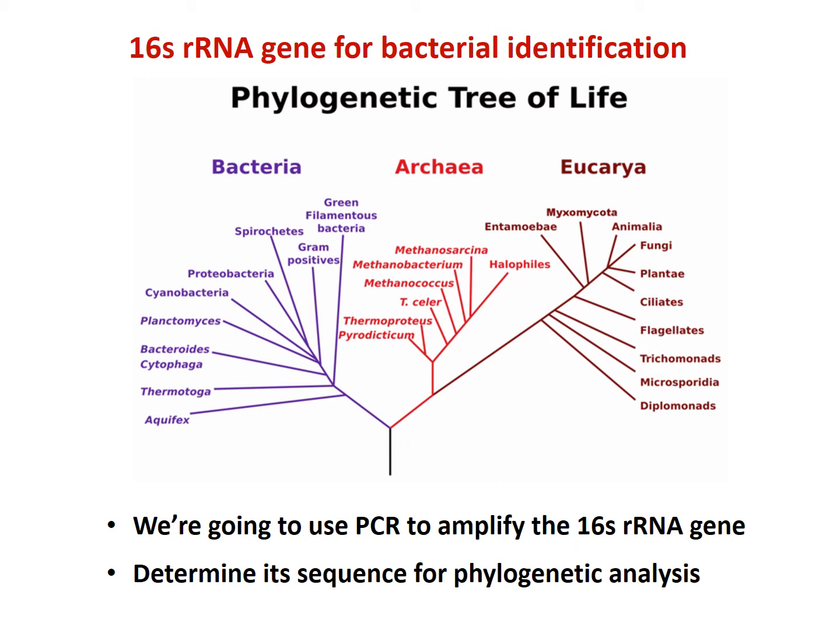So another thing that we're going to do during this week's lab is determine what one of your organisms is, that you isolated from a soil sample or from somewhere else, where you can use this pretty much in any way that you like. And we're going to amplify the 16S ribosomal RNA gene using PCR. We're going to determine its sequence, and then we're going to use phylogenetic analysis to figure out what it is.